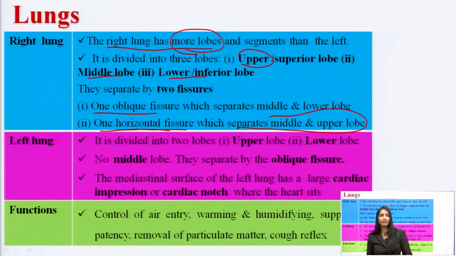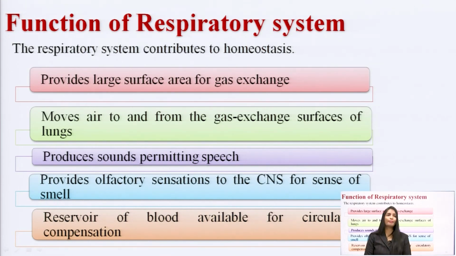And what about the left lung? The left lung consists of 2 lobes, the upper lobe and the lower lobe. There is no middle lobe in the left lung, and the lobes are separated by the oblique fissure. And what is the main function here? It will control the air entry, warming and humidifying. It will remove particulate matter and control the cough reflex. These are the main functions of the respiratory system.